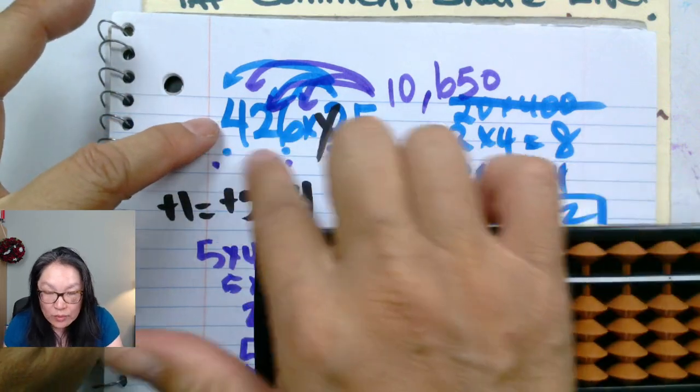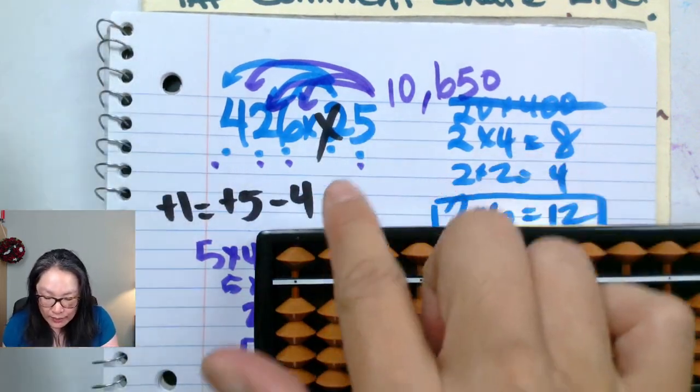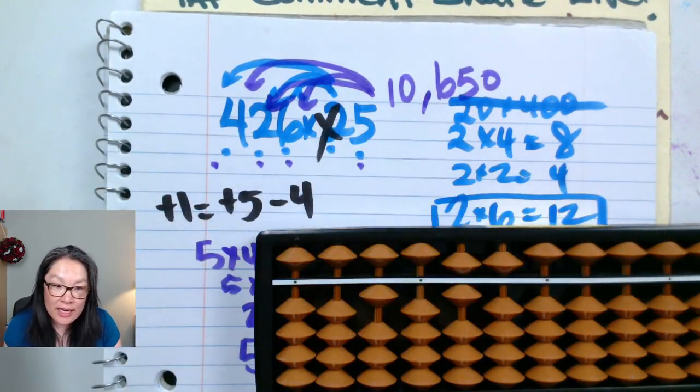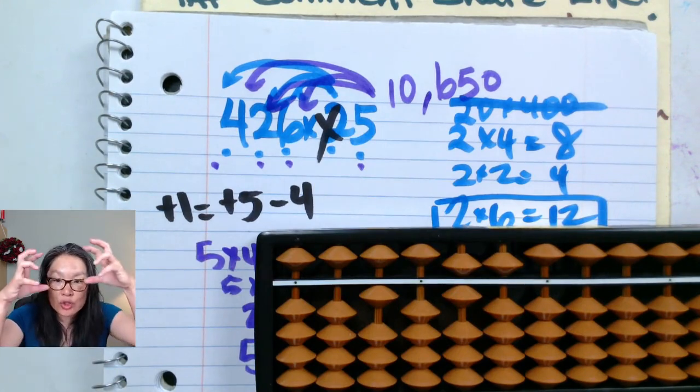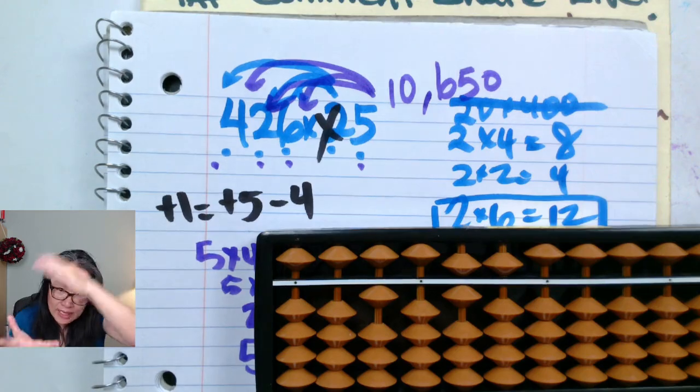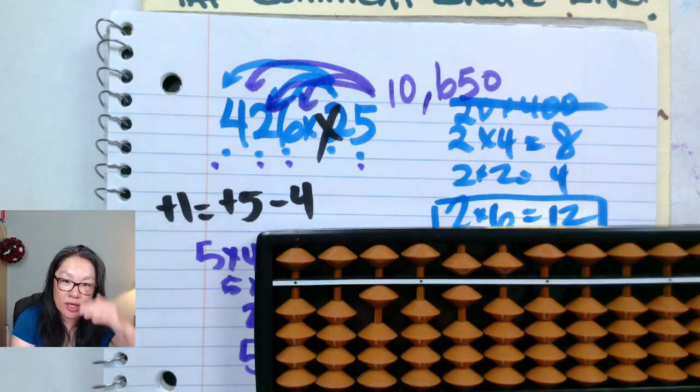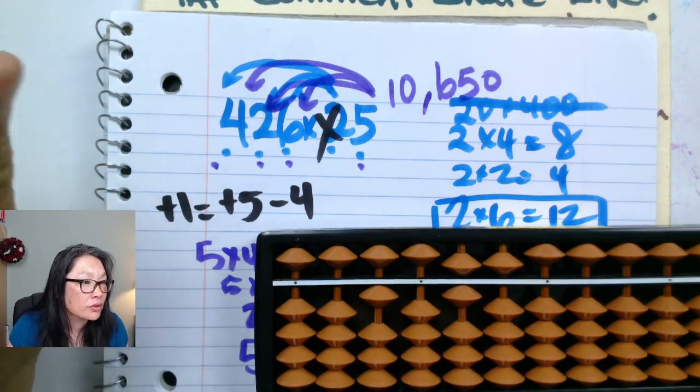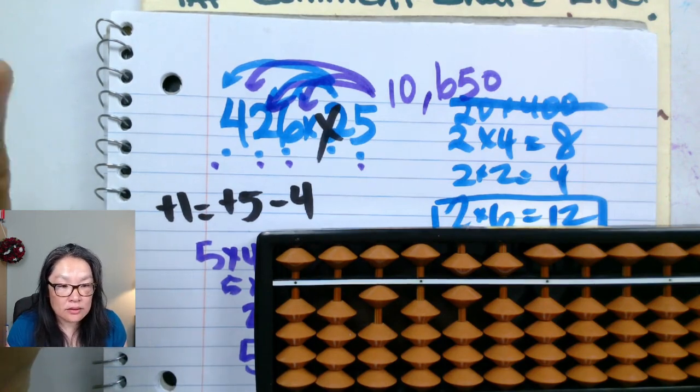So what we're doing here is what we call the distributive property. Why? Because we do one number at a time. We don't need to do big numbers. We break it down into manageable chunks, and when they're manageable chunks, it's easier to do. Is that all right?